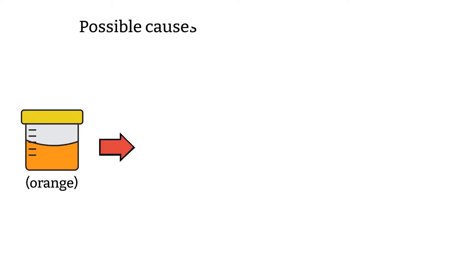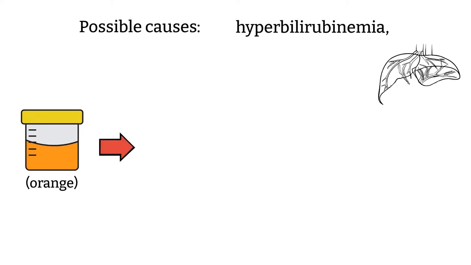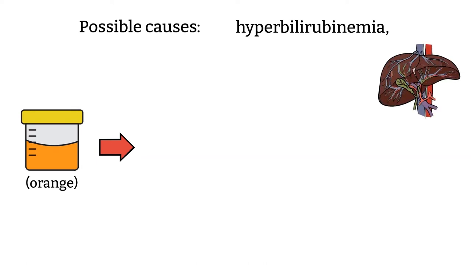Orange could mean a few different things as well. Orange urine could have significant medical conditions like hyperbilirubinemia. This means that the blood bilirubin level is elevated, so that the kidney has to filter out more bilirubin from the blood. Therefore, higher concentrations of bilirubin in the urine give urine an orange color. Orange urine is often found in patients with liver disease and hemolysis. Some medications can also give urine an orange color as well.